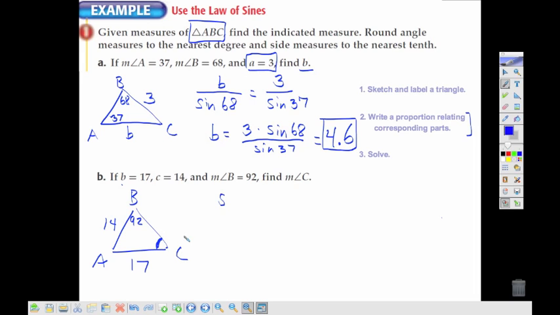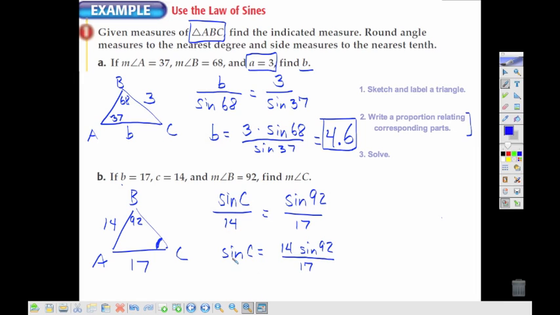So since we're looking for C, let's start with the sine of C over... And we're across from 14. Now we'll look at the B here, that's 92, and it's across from 17, so we can use the law of sines here, over 17. This one's going to take a little more work to solve, but it's going to look first like this.